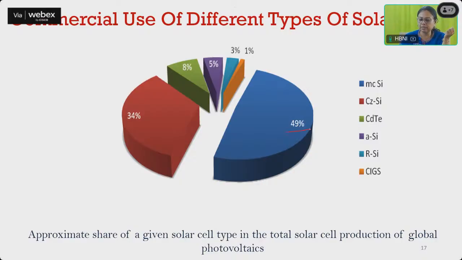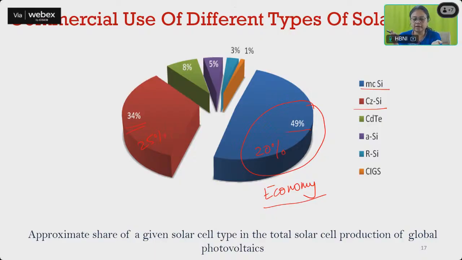So we see that 49% is multicrystalline silicon wafers. 49% market share goes to multicrystalline, and the next 34% goes to single crystal, the Czochralski (CZ) silicon crystals. Though the efficiency of single crystal is around 25% and multicrystalline is around 20%, because of economy, because making multicrystalline silicon is easier than Czochralski crystal pulling, they are more abundantly used commercially.